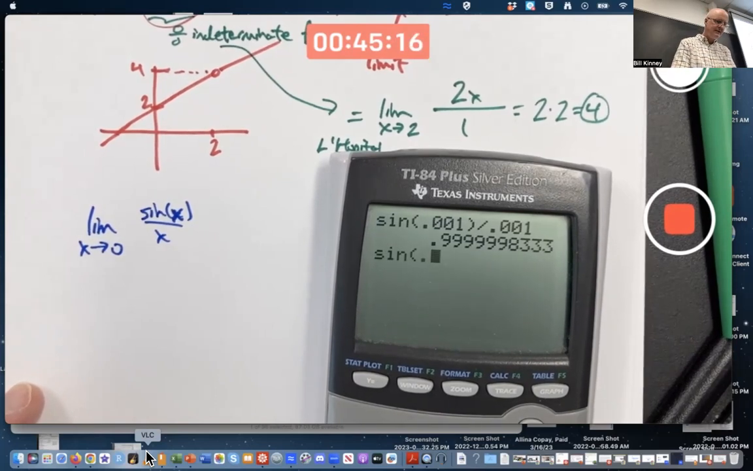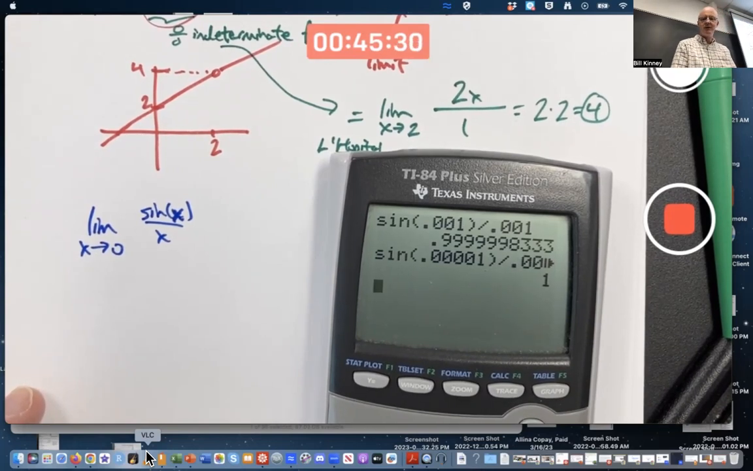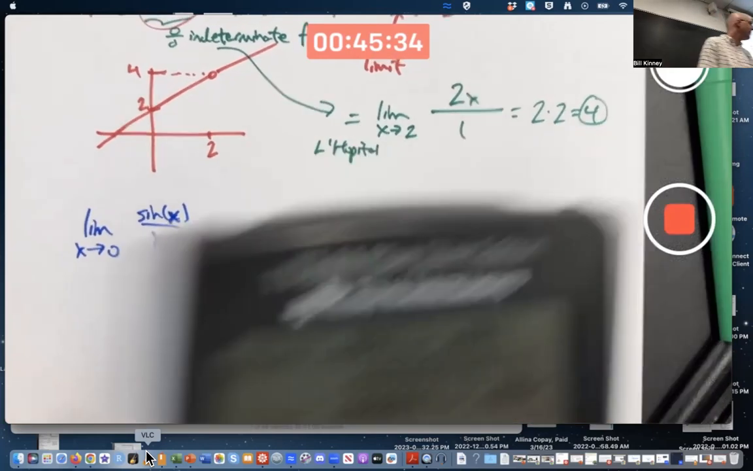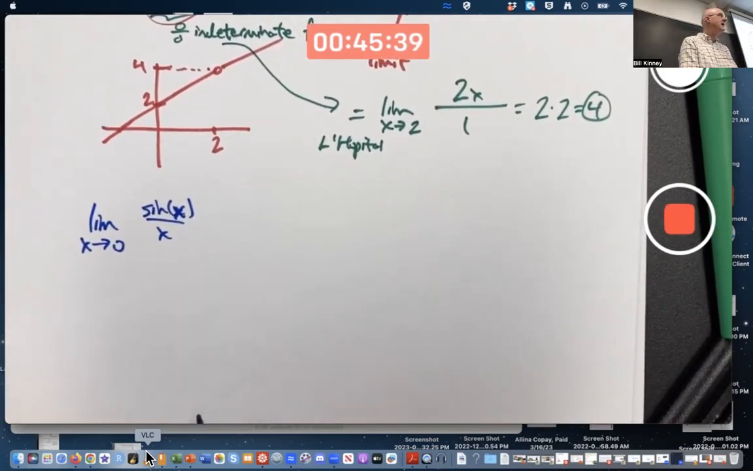What's sine of 0.00001 divided by 0.00001? 1. Actually, it's not exactly 1. The calculator just rounded. It's so close to 1, though, that it's saying 1. The answer is 1, but we seemingly can't do it symbolically.